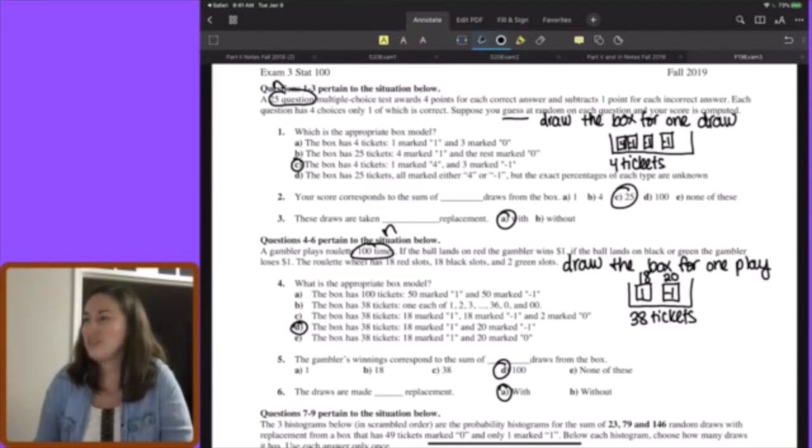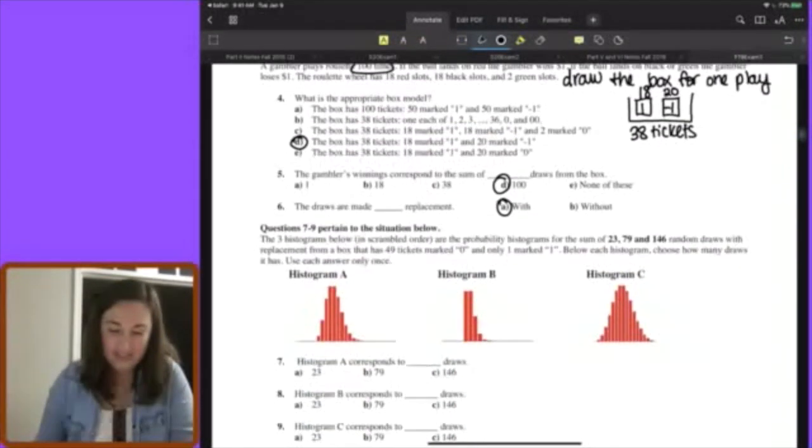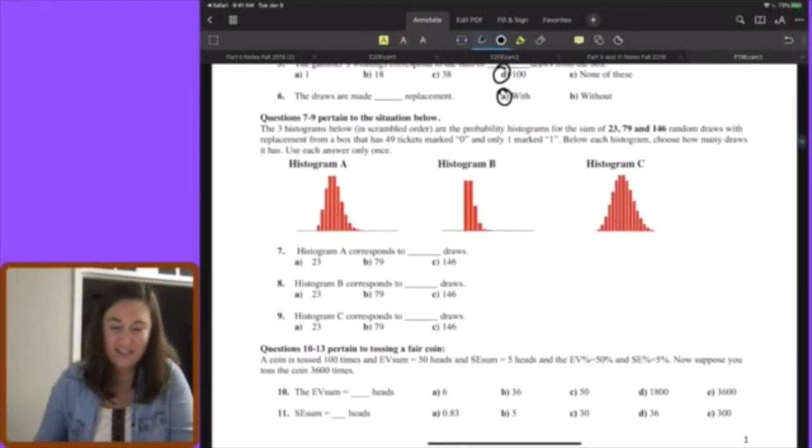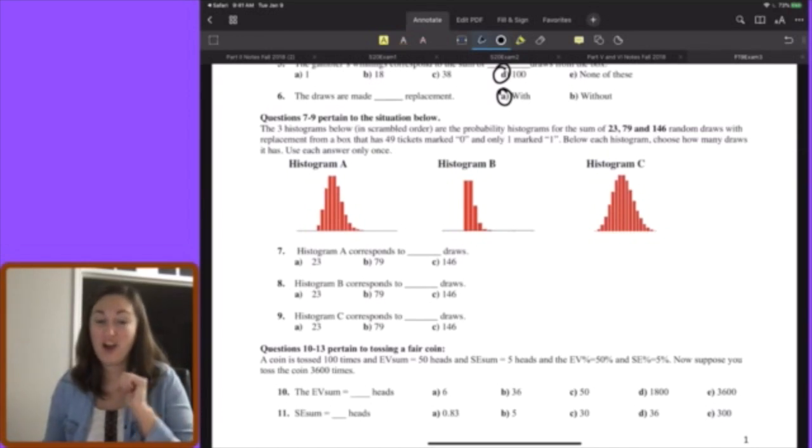And I'll see if anyone has any questions. No questions so far. That's good. Okay. All right. So there's a question like this on your guys' test on Wednesday.